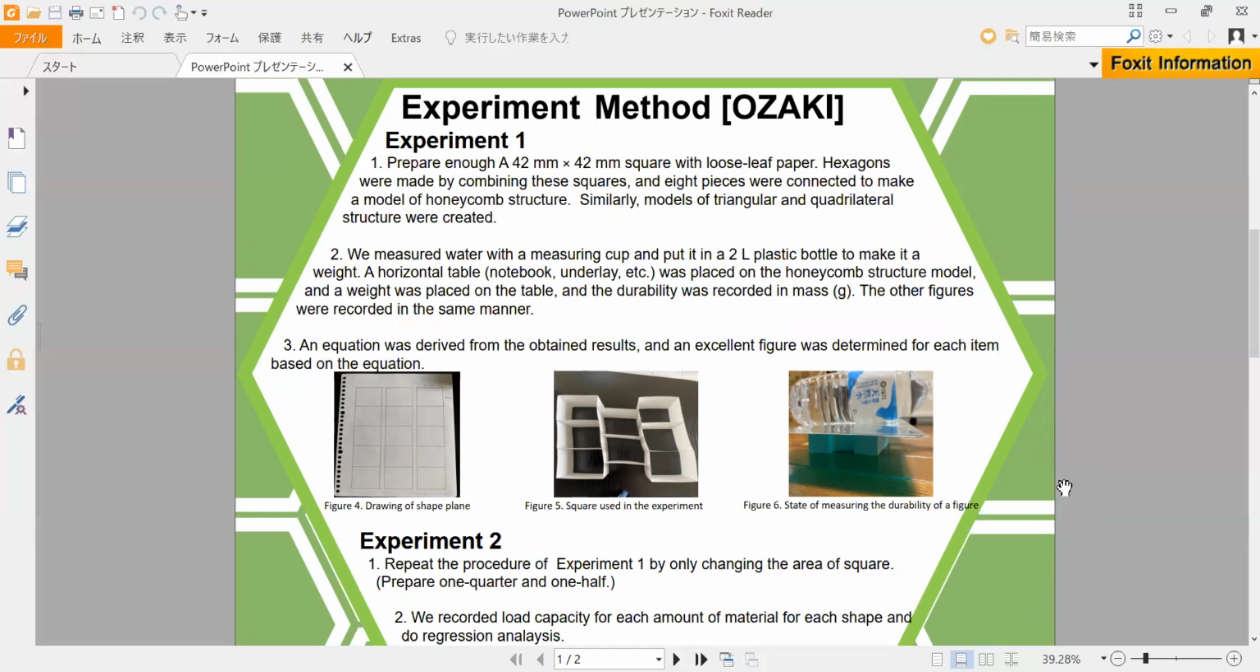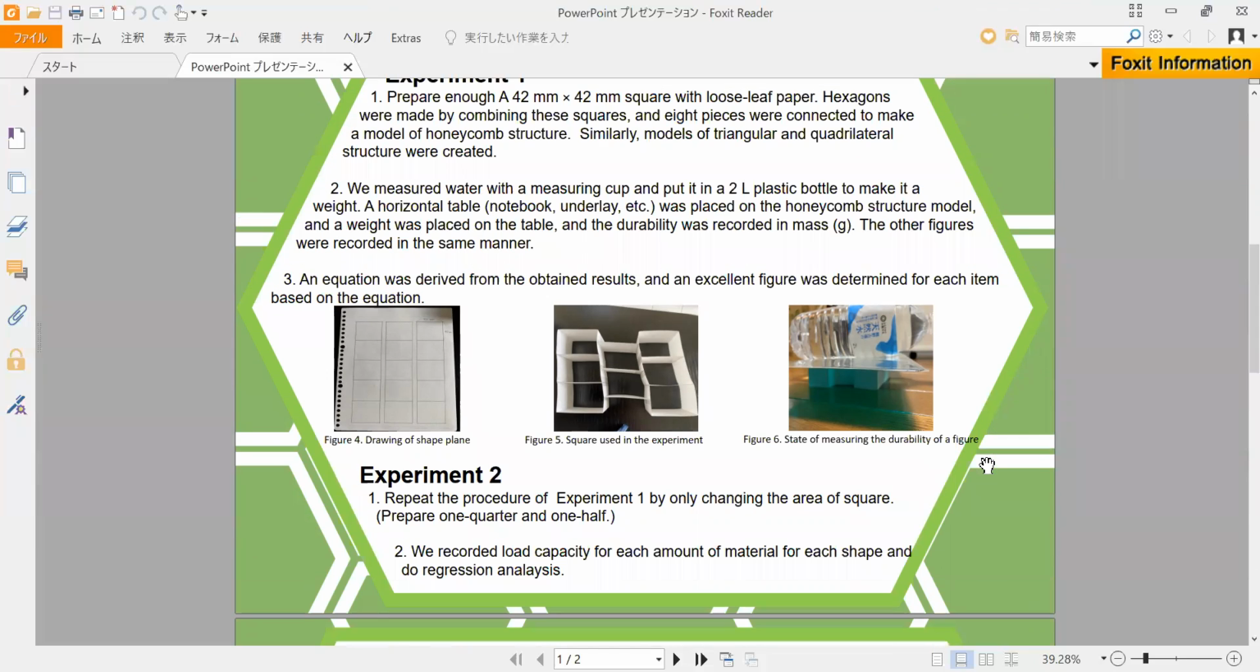In experiment 1, the results are compared from the viewpoint of the load capacity per area seen from above. And in experiment 2, the size of each figure used in experiment 1 is made larger. The results were compared when the height was changed. By doing so, it became clear how the honeycomb structure is superior to other figures. Next part is experiment 1. Presenter is Mr. Mizuno.